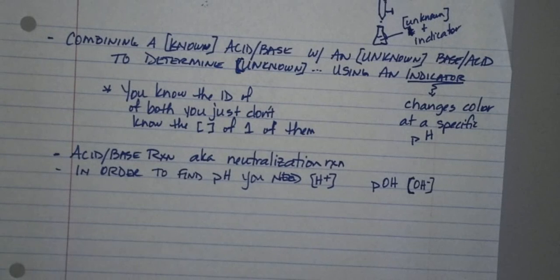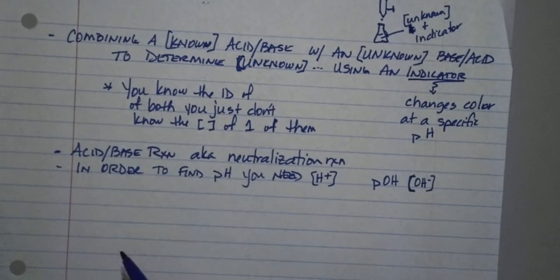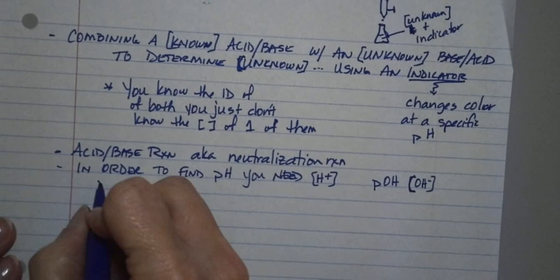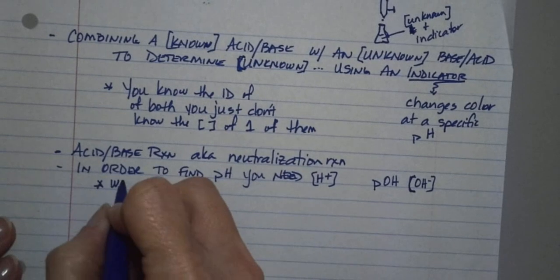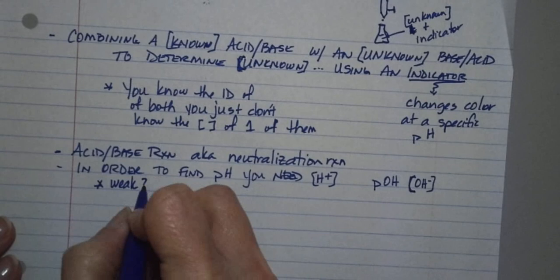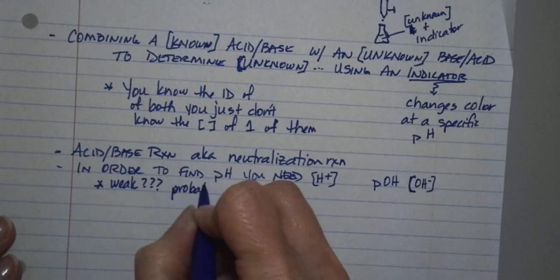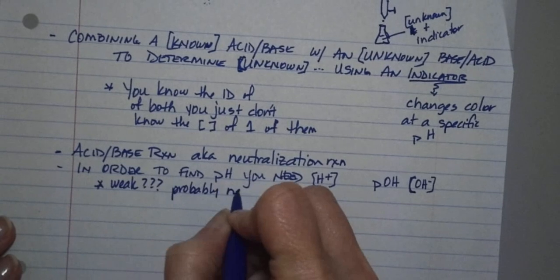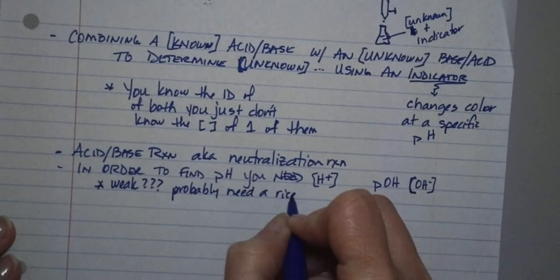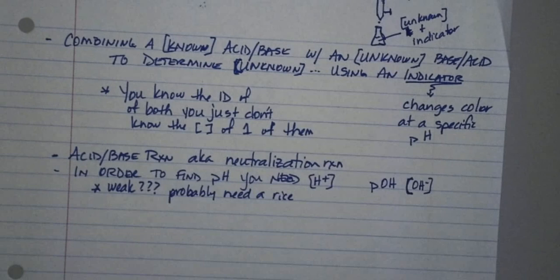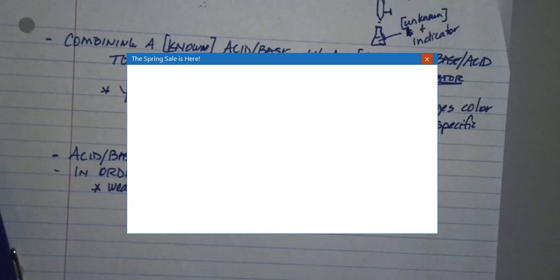All right, here's the kicker. If it's weak, you're probably going to need a rice table. So we have strong acids and bases, and we have weak ones. If it's a strong one, you stick them in water and they completely separate into ions. If it's a weak one, it doesn't completely separate into ions.